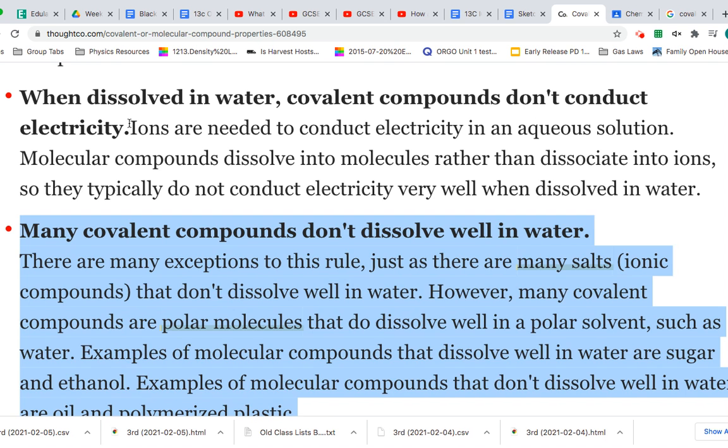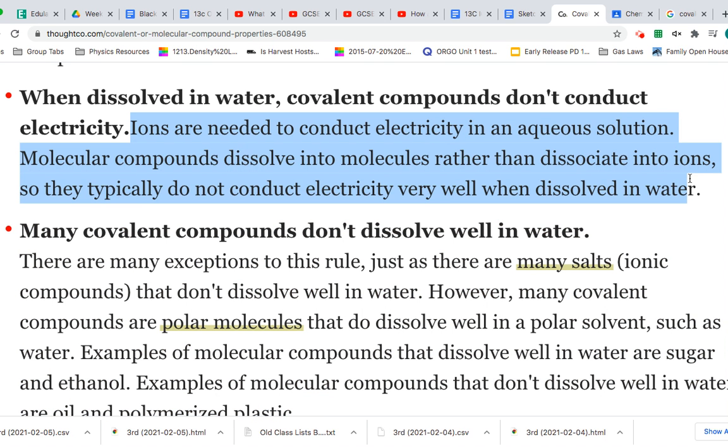So I'm going to read this one as well, and then I'm going to show the video. Ions are needed to conduct electricity in an aqueous solution. Molecular compounds dissolve into molecules rather than dissociating into ions, so they typically do not conduct electricity very well when dissolved in water. So now I'm going to show my video.